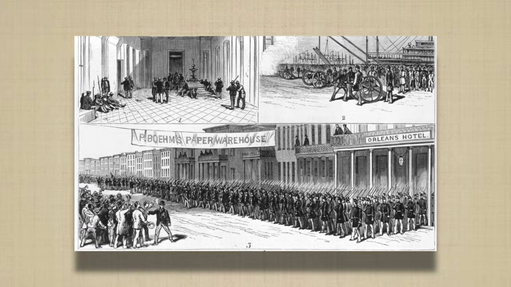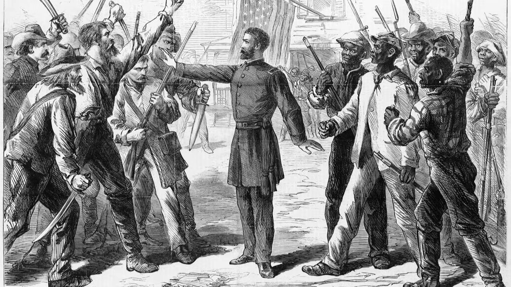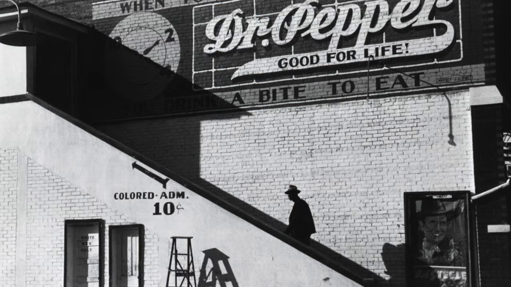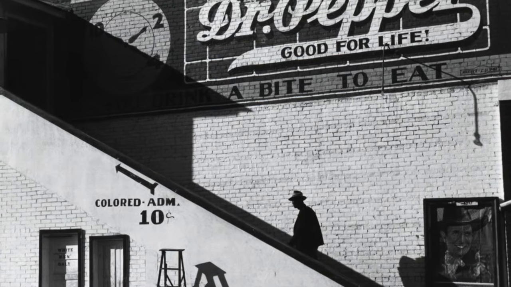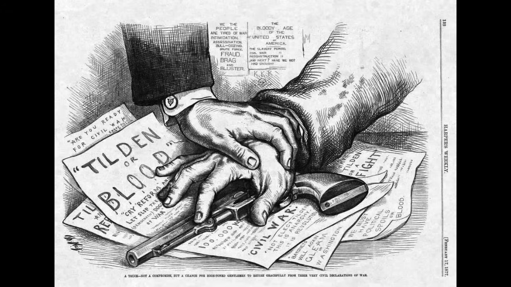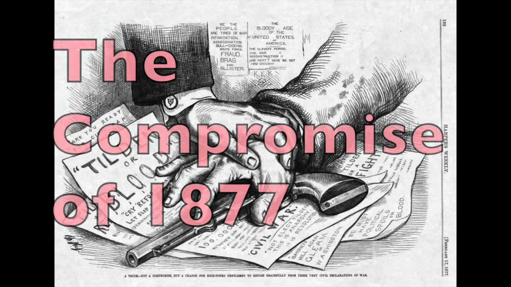To make the Democrats happy, the Republicans agreed to withdraw all remaining federal troops from the South, which officially ended Reconstruction. In other words, the North would no longer micromanage the South, and after this, the South would attempt to go back to their pre-Civil War ways, especially with its discrimination against blacks. This informal agreement became famously known as the Compromise of 1877.